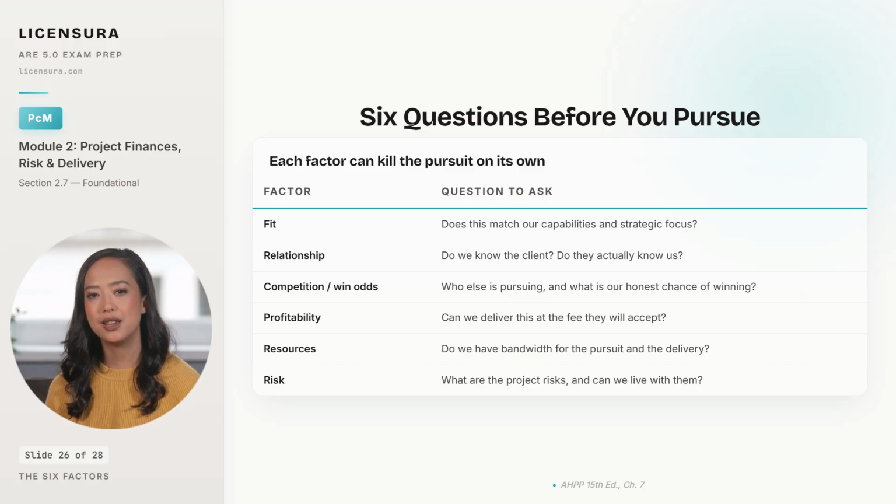Profitability is whether you can deliver at the fee the client will pay. Some projects are wins on paper and losses in execution. Resources is whether you have the people to chase and the people to deliver, because pursuing while understaffed steals from the projects already on the boards. And risk is whether you can live with what could go wrong on this specific project, this specific client, this specific scope. Once you score the factors, you need a rule that turns the score into a decision.